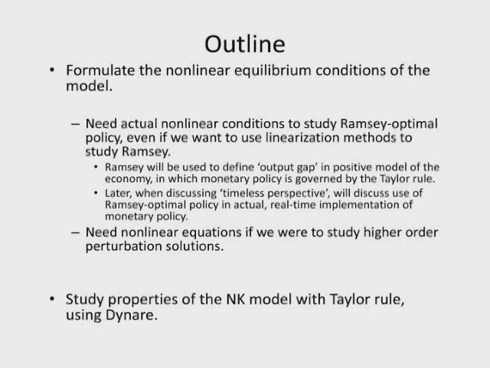well, it's not hard to define where you are. You just go measure GDP, but you have to define where you ought to be. That's the other part of the output gap. One definition of where you ought to be is the Ramsey efficient equilibrium. So Ramsey will be used to define the output gap. And when we talk about the positive version of the new Keynesian model, I'll be using a Taylor rule, and we'll need an output gap in there. In order to find that output gap, I need the Ramsey equilibrium.